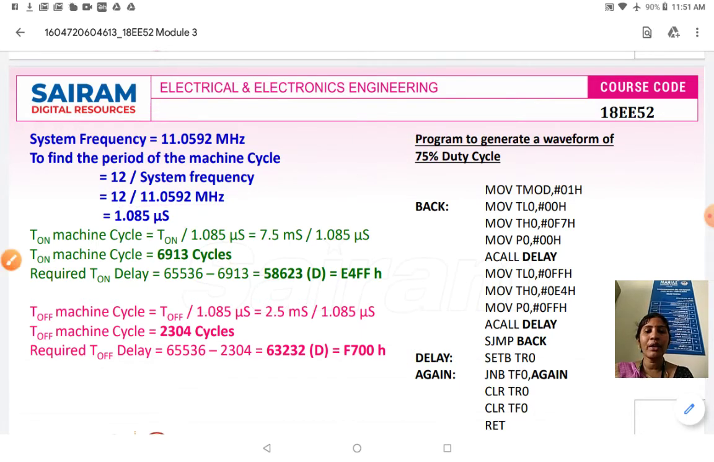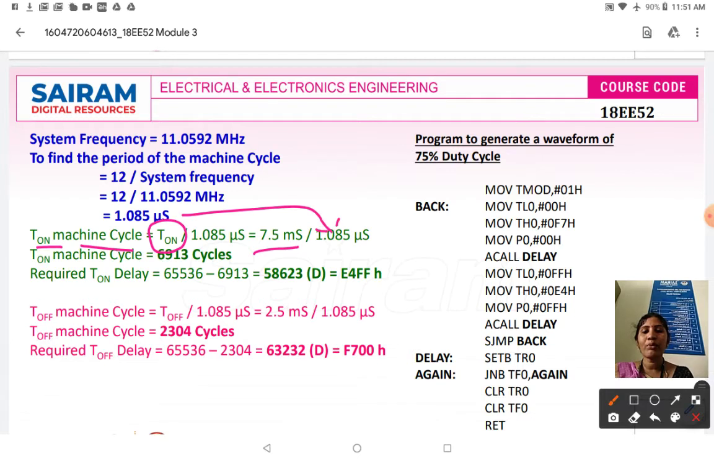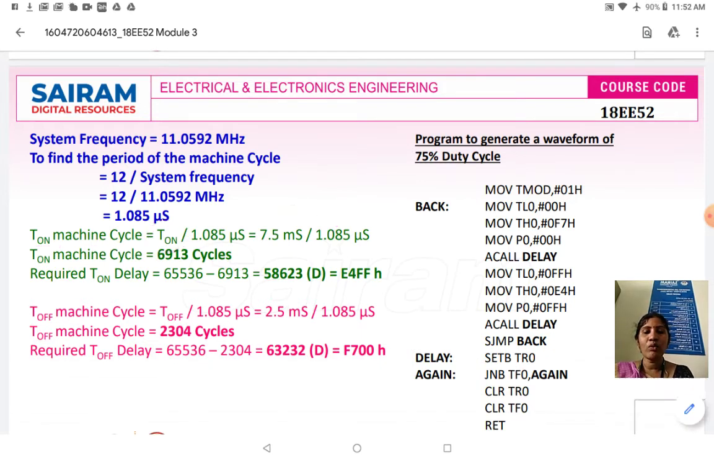Now for the on period, what should be the data I have to load onto the timer register? And for the off period, what should be the data we need to load onto the timer register? So for the on period, T on machine cycle is equal to T on divided by the machine cycle period. What is your time period T on? 7.5 millisecond divided by this 1.085 microseconds. So when you calculate in your calculator, you will get T on is equal to 6913 cycles.